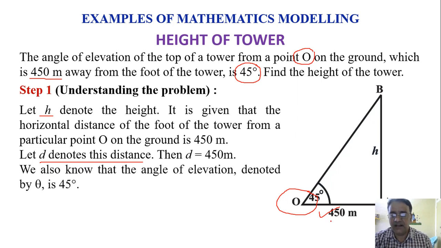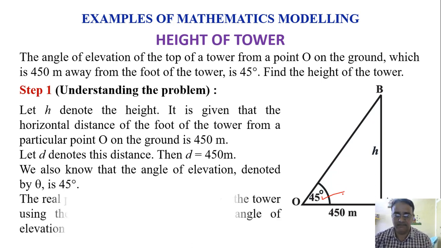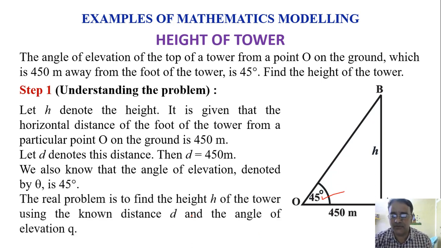meters, and we also know the angle of elevation, that is 45 degrees, this one, and we will denote it as theta. Now we have to identify what is given and what we have to find. So the real problem is to find the height of the tower using the known distance, that is d is given, and the angle of elevation is given, this is theta.